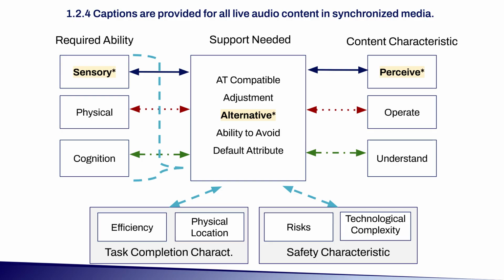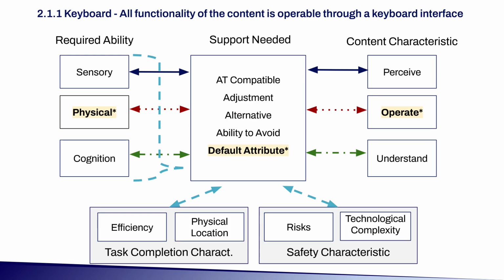One way to consider the framework is in the context of existing standards. For example, consider WCAG 1.2.4. Captions are provided for all live audio content in synchronized media. On this slide showing the relationships between the individual abilities, support needed, and object characteristics, the highlights show that this indicates that alternative content is needed for this sensory ability, hearing, with a perceptual affordance, audio. Or 2.1.1, all functionality of the content is operable through a keyboard interface. This maps a physical ability with an operation feature, and in this case we expect the default implementation to meet the access need.